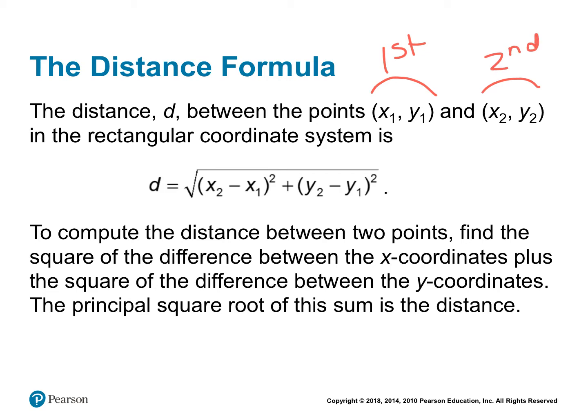And it's d equals the square root of the x's subtracted, then you square that, plus the y's subtracted, and you square that. And at the very end, you take the square root. So in summary, the paragraph below just says you find the square of the difference between the x coordinates plus the square of the difference between the y coordinates. And the square root of that sum is going to be the distance between your 2 points.